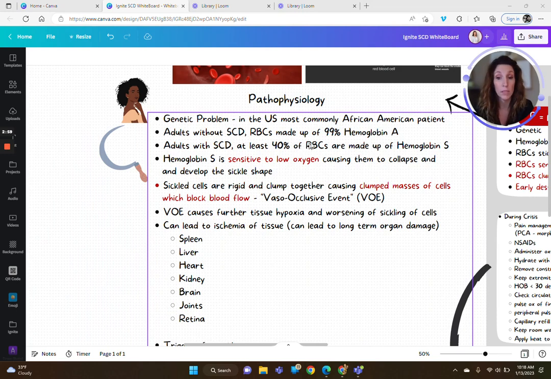Normal red blood cells, without sickle cell disease, are mostly comprised of hemoglobin A, versus adults with sickle cell disease, where 40%, sometimes even more than that, but at least 40% of their red blood cells are made up of hemoglobin S. And this type of hemoglobin is more sensitive to low oxygen, and it causes the collapsing and sickling shape that occurs. And you can remember that because S, the patients that have sickle cell, they have more hemoglobin S. And patients with normal red blood cells, they have more hemoglobin A.